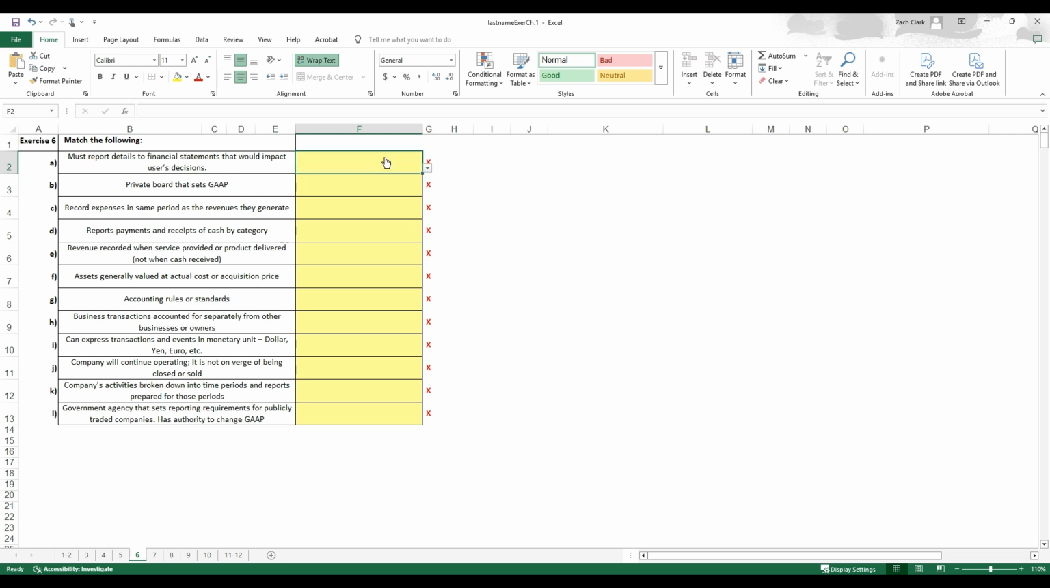Okay, again, we're on a matching problem here. Not a whole lot I want to do on this one. You can just go through and pick out the correct assumptions or principles, etc. Use your materials and come.